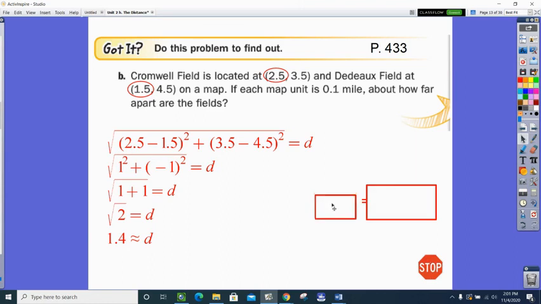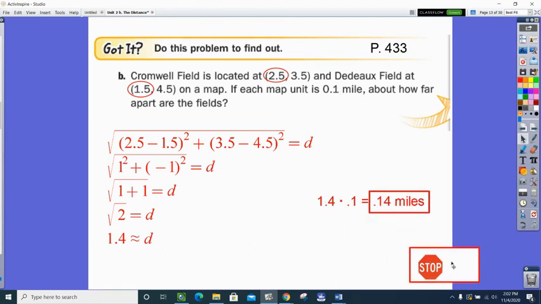Okay, so what do you do? You basically take your 1.4 times your 0.1, you multiply the number of blocks times the number of blocks per mile, and you're going to see about 0.14. And don't forget to put your units in at the end, which would be miles.